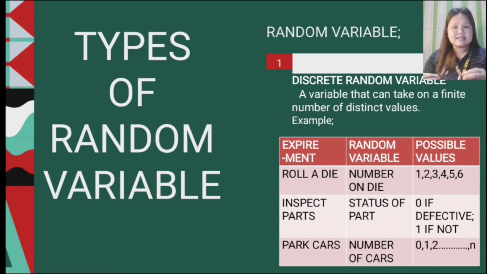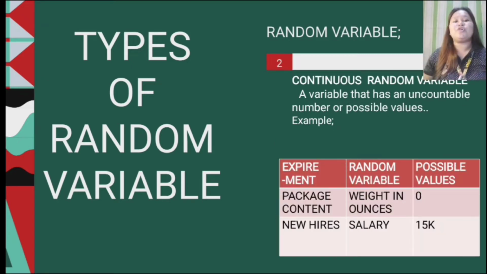Second, inspect parts. Status of part: 0 if defective, 1 if not. Park cars. Random variable: number of cars, 1, 2, 3, and so on, or the n, or the total number of cars who park. Next, we have the continuous random variable.